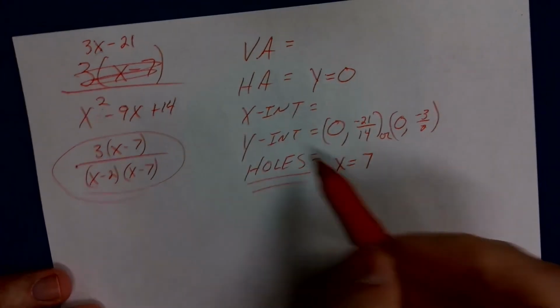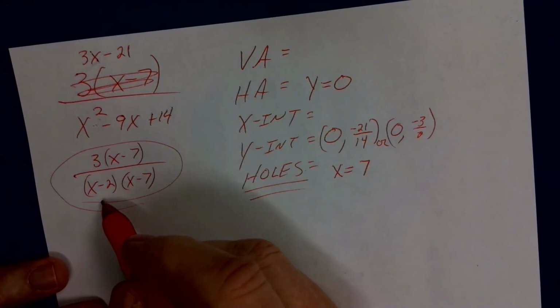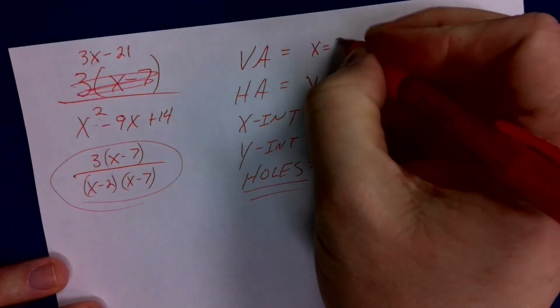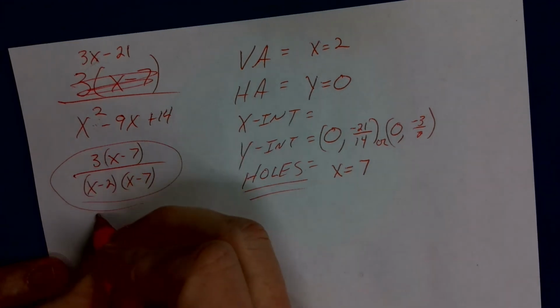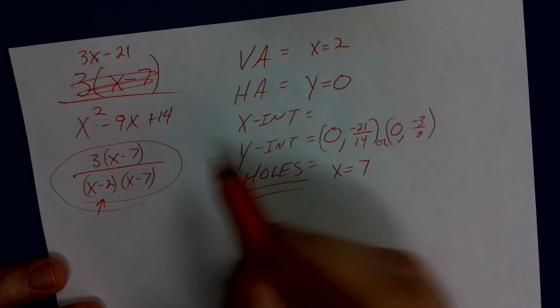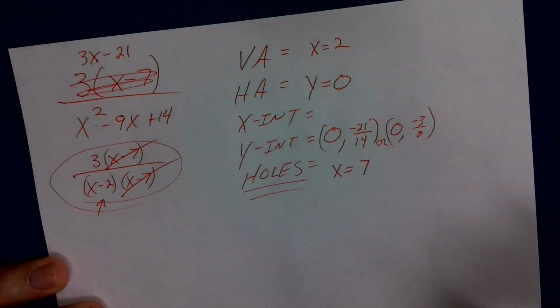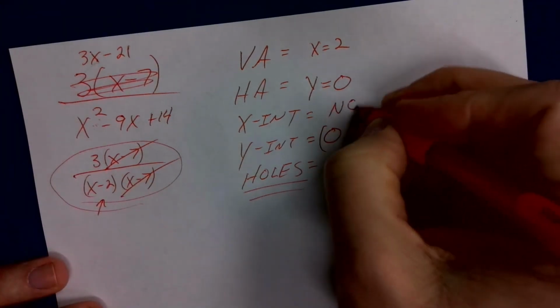Now once I'm done with the holes, I look for vertical asymptotes, and vertical asymptotes are at the zeros of the denominator. So that means I have a vertical asymptote at x equals 2, because a positive 2 would get you a 0 there. Now x-intercepts occur at the zeros of the numerator. Well, those already became a hole, so is there any other x's upstairs? Nope, there's not. So there's no other x-intercepts.